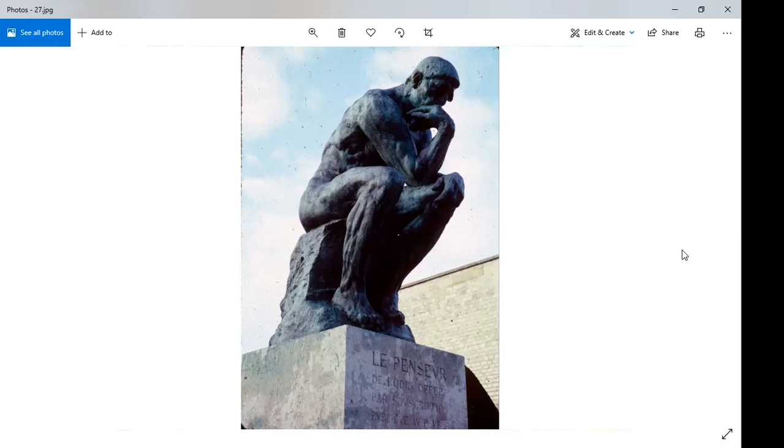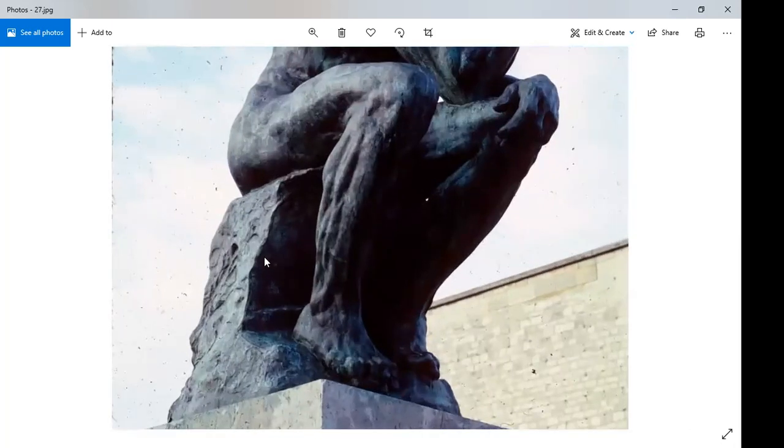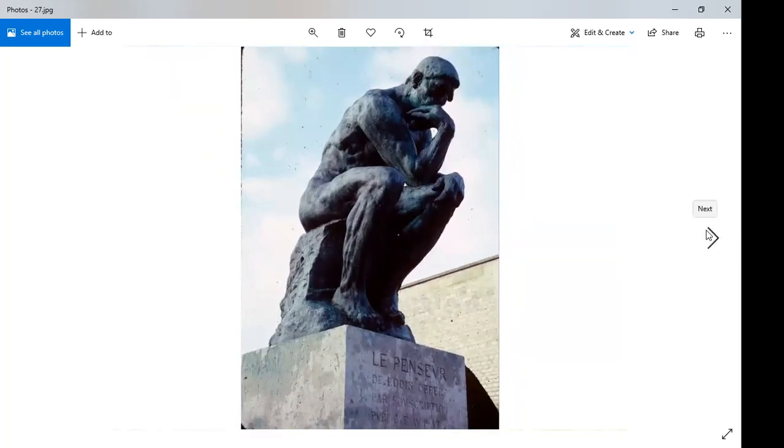And his other signature motif was a rough base. All his figures have a rough base, even his marble ones. We'll see that with the last slide for tonight, The Kiss. This base here is a rock that this nude thinker is sitting on. And why did he do that with all his figures?